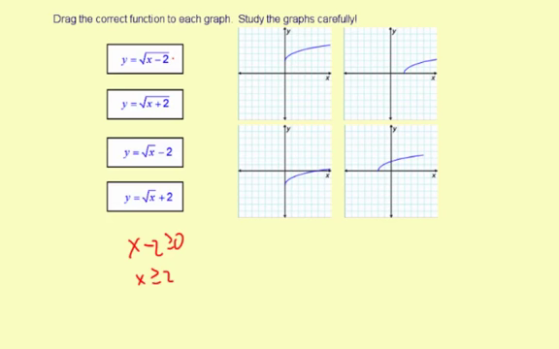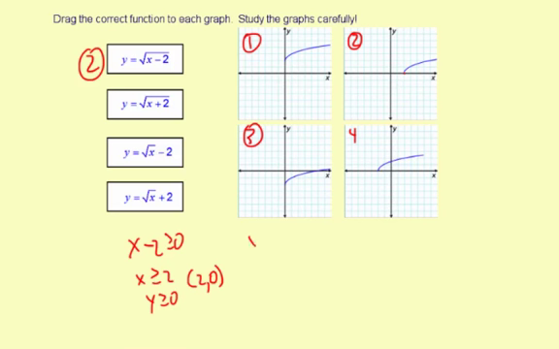Now for the y, invisible 0. So y is greater than or equal to 0. And what that means is your starting point is going to be 2, 0. So you want to find a graph that starts at 2, 0. And that's this one. Let me number these real quick. 1, 2, 3, 4. So this first guy is going to go with graph number 2 because it starts at 2, 0. Right there.